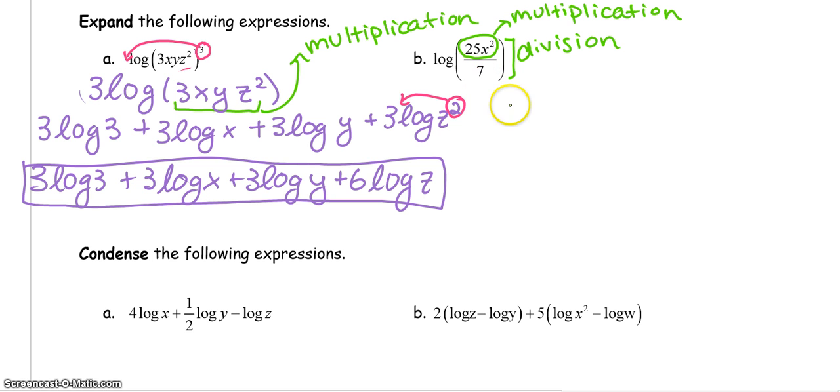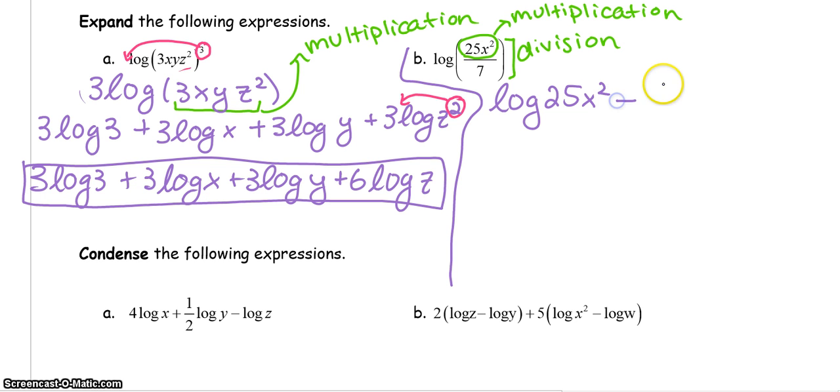So to expand that, I'm going to change it to the log of 25x squared minus the log of 7. So this step took care of the division, the quotient. We use the quotient rule.